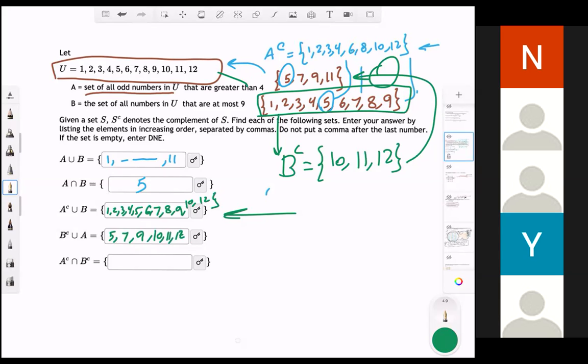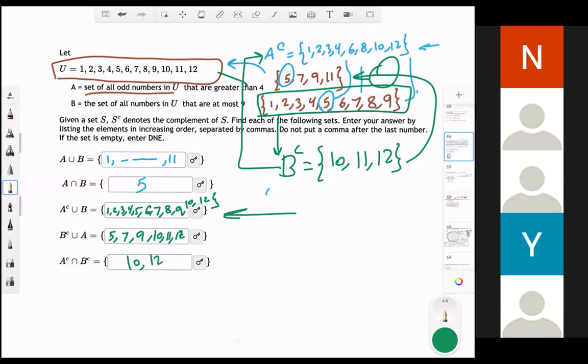And last one, A complement intersection by B complement, which we have these two sets right here. What do they have in common? Sierra, what do they have in common? 10 and 12. Right. Perhaps, yes, 10 and 12. And I also have a question for the first one. Why does it only go up to 11? Why wouldn't we include 12?